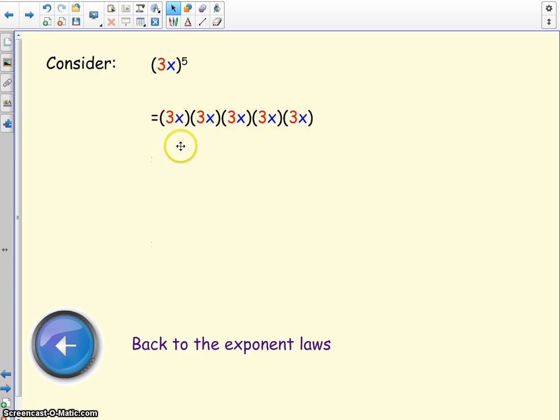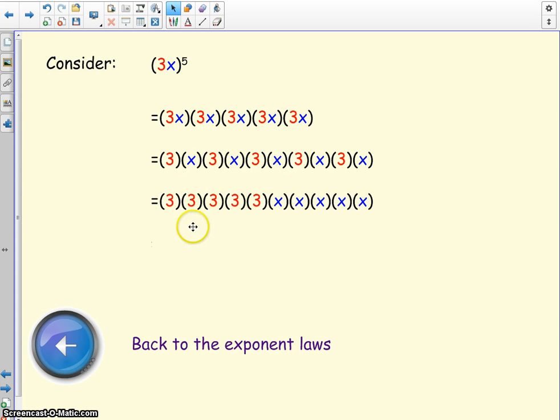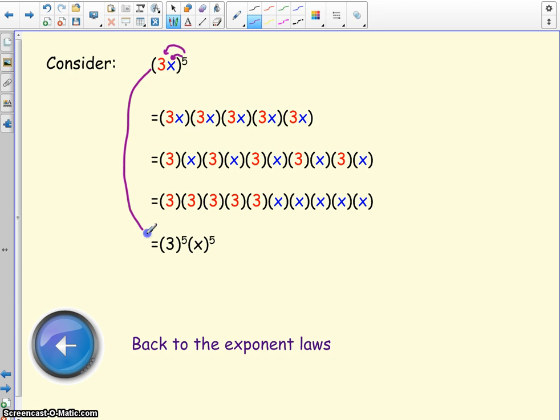Okay, so if we multiply those out, again writing this in expanded form, each of these 3x's is really just 3 times x. So we have 5 copies of the 3, so we get 3 to the exponent 5, and 5 copies of x, so x to the exponent 5. Okay, so reordering them here, you can see that a bit more clearly. You end up with 3 to the 5 times x to the 5. So we can distribute the exponent essentially to the 3 and to the x to get straight down to here.